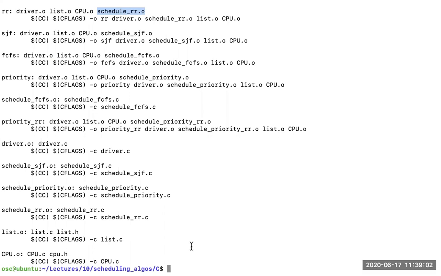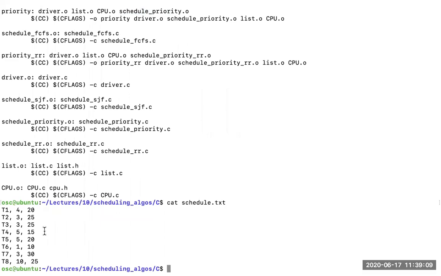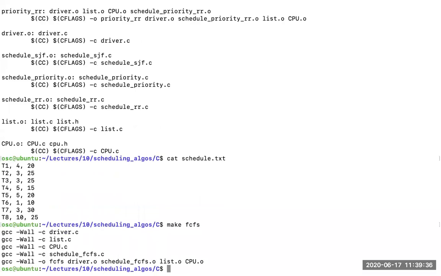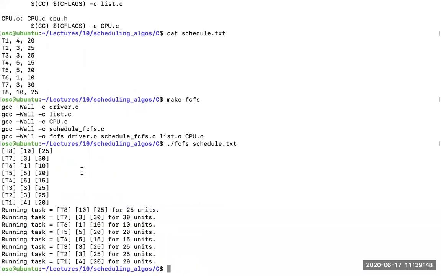So let us see what jobs there are. These are the jobs which we want to run. Task 1 has priority 4 and a CPU burst of 20 milliseconds, and task 2 has priority 3 and runs for a CPU burst of 25. Let's run first come first serve first. Now see, this is how the jobs would be running.